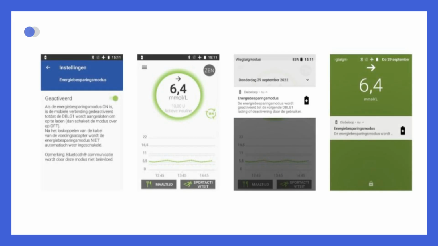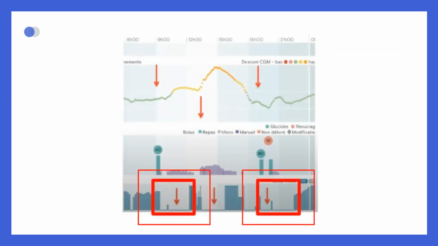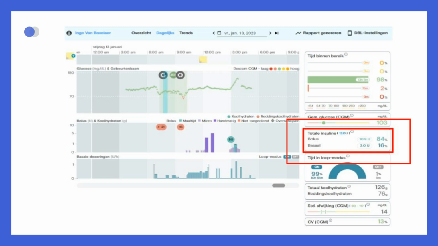In cases where your battery is running low or the mobile network signal is suboptimal, it's advantageous to activate the energy-saving mode through the settings. After a meal and during autocorrect boluses, the basal insulin level decreases, as per the unique behavior of the Diabeloop algorithm. In your loops reports, the total daily insulin dose is divided into a percentage for basal insulin and a percentage for bolus insulin. The autocorrection boluses are added to the bolus percentage, which means a relatively higher bolus percentage is frequently observed in the reports.